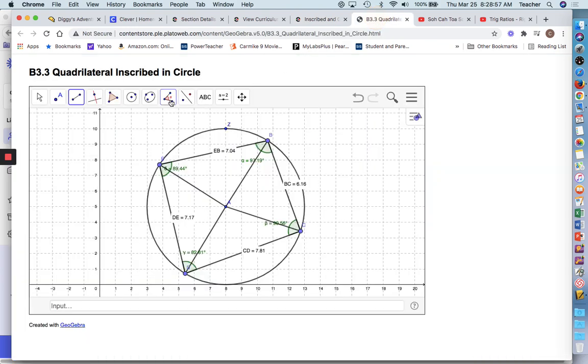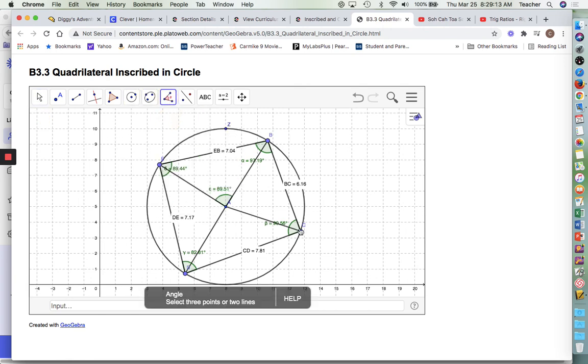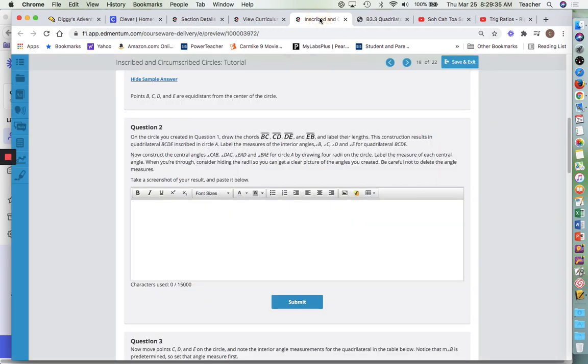Okay, now label the measure of each central angle. All right, so now I got to find the measure of each central angle. Oh yeah, I went the wrong way. Let me do this. There's BAE. I forgot to go in a clockwise motion. All right, so clockwise motion: C, A, B; D, A, C; E, A, D. I need to move these so you guys can see what those measures are. Okay. All right, now what?